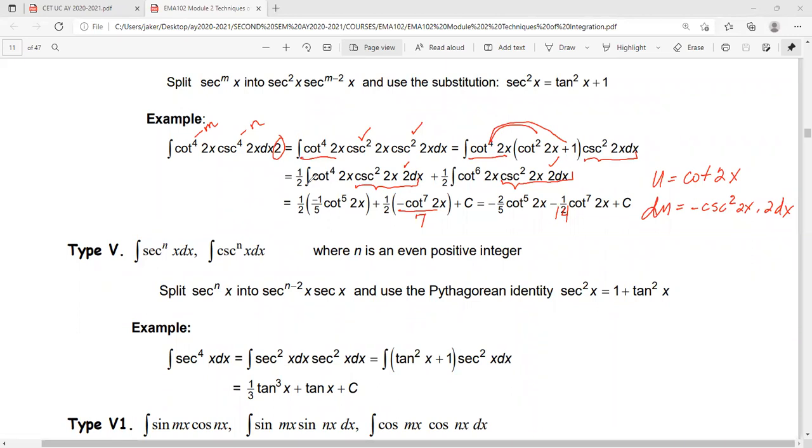It's already not classified as type 1, type 2, type 3, type 4, type 5, type 6. It's just given to you as is. So that's where the challenge is, because you have to think what particular type this is and what identity will I use, that way I correctly transform it and get the correct answer for the evaluation of the integral.